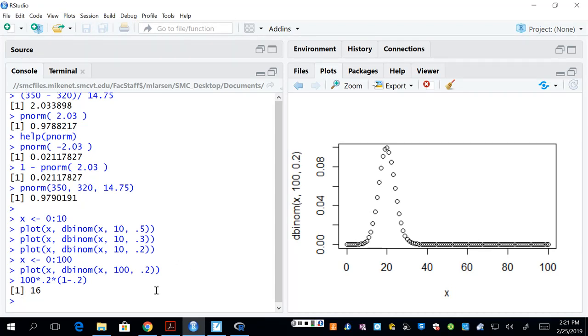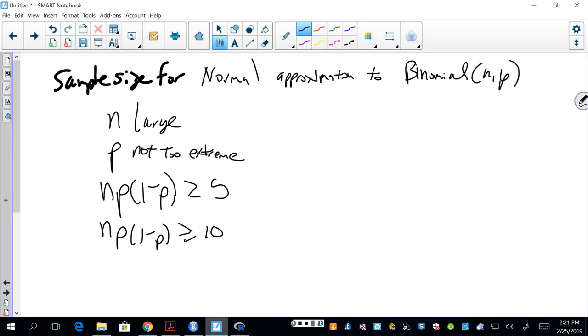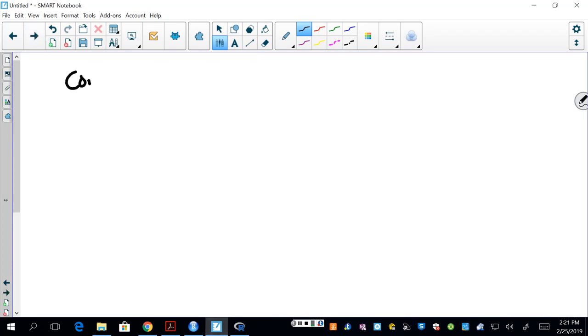The book mentions one thing called a continuity correction. That's kind of a technical thing. The fact here with this binomial is we're going from something that's discrete, at integers 0, 1, 2, 3, to something that's continuous, through the entire real number line. Right?